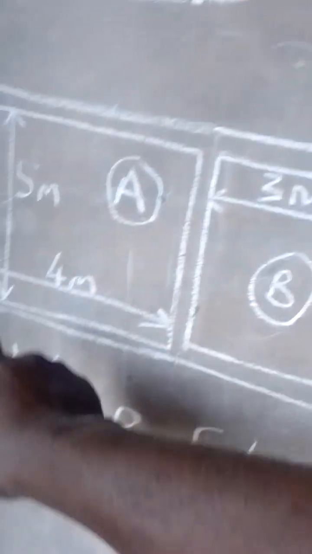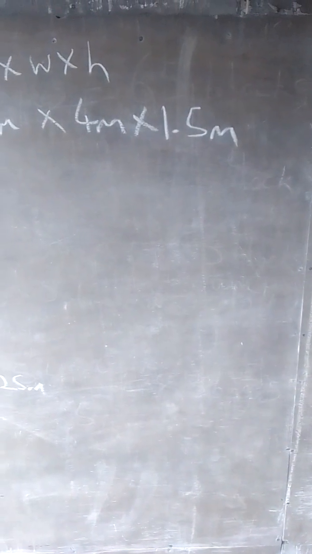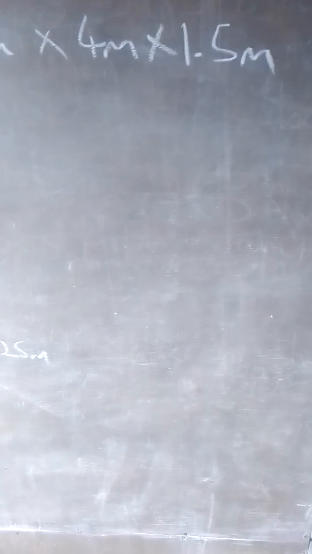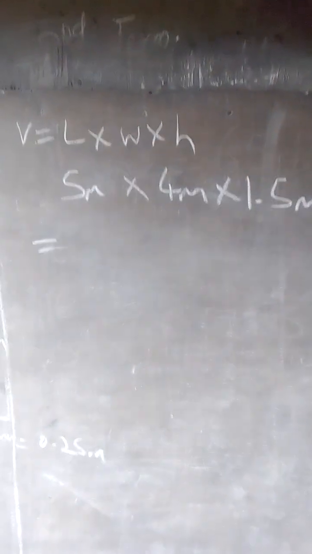Now the length we already know, 5 meter, times the width, which is 4 meter, times the height, which we have gotten now, 1.5 meter. Now let's use our calculator. 5 times 4 times 1.5. We are calculating for room A. That's for room A.